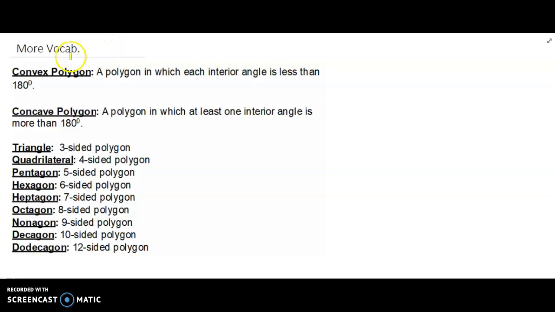All right, guys, so here's some more vocab, and you should already know all of these. But if you don't, please take some time to learn them, because there will be some on your test that'll just be like, hey, you have a nonagon here, and ask you a question about a nonagon. And if you don't know that a nonagon is a 9-sided polygon, it's going to be impossible for you to answer that question. So just make sure you know each of these terms on this page.